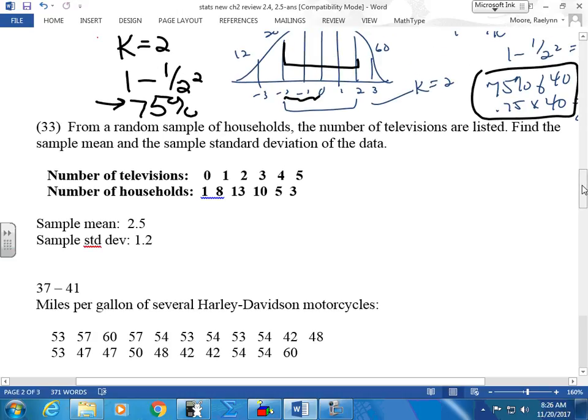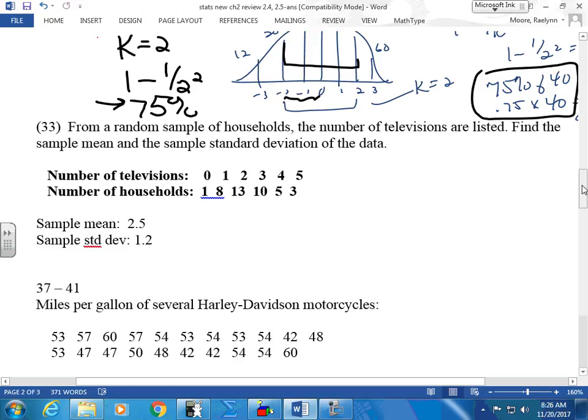33. I gave you this one because you had to put it in your L1 and L2. So can everybody put this in their L1 and L2? Which one is the frequency, the L1 or the L2? L2. This is the number of televisions that households have. This is the number of households that have no televisions. 1 television, 2 televisions, 3 televisions. This book is already old. I'm sure all of your households are like my household. You have like 3 TVs, at least.